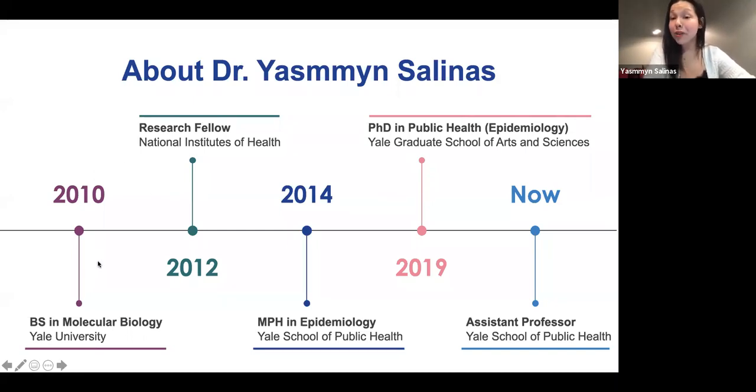I went off and worked for a little bit at the National Institutes of Health. I was doing research in genetics for 2 years, but then I went right back to Yale to finish a master's degree in epidemiology. And they convinced me to stay for another degree. So I got a doctoral degree in public health and epidemiology from the Yale Graduate School of Arts and Sciences. I finished last year.